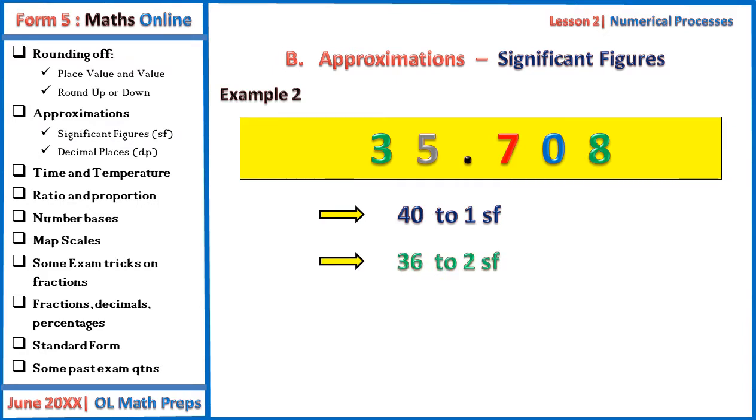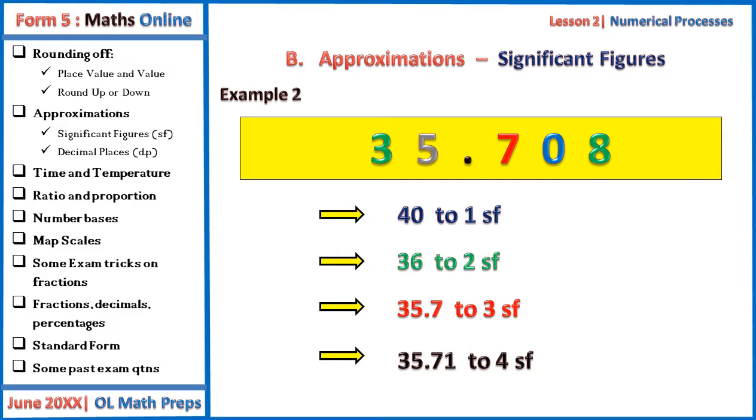To two significant figures, note that the second significant figure here occurs at 5. But the 7 after 5 is going to affect it, so we round up to 1 and add to this number. And this number becomes 36 to two significant figures. So everything after the second significant digit is erased or wiped off. To three significant figures, we have 35.7. The 0 will not affect the 7. And to four significant figures, we have 35.71.